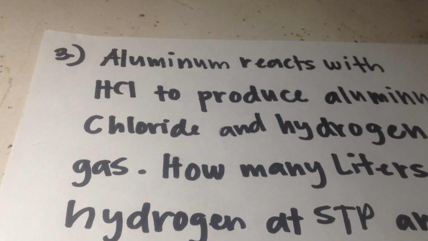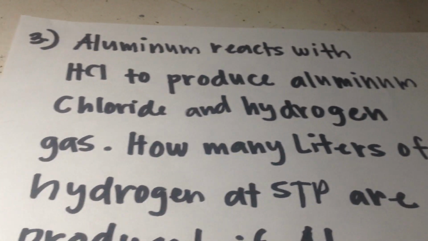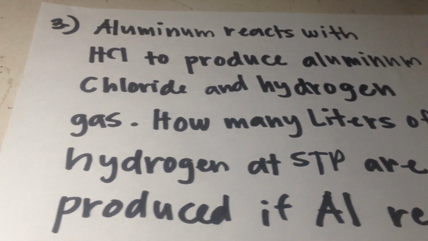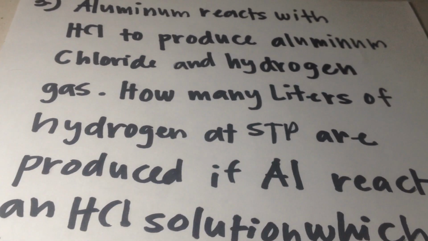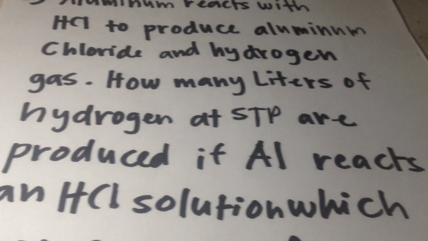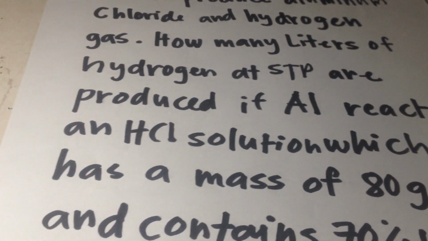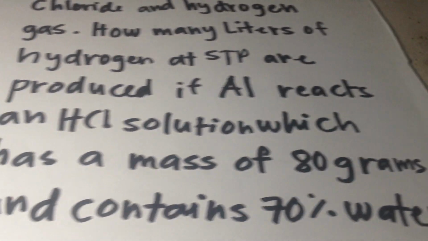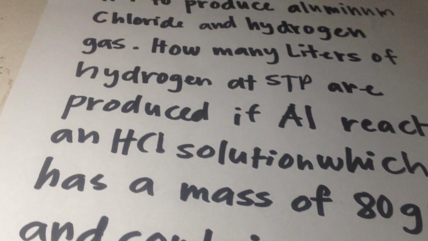Everyone, in this video, this is a number 3 problem. Aluminum reacts with hydrochloric acid to produce aluminum chloride and hydrogen gas. How many liters of hydrogen at STP are produced if aluminum reacts with a hydrochloric solution which has a mass of 80 grams and contains 70% water?